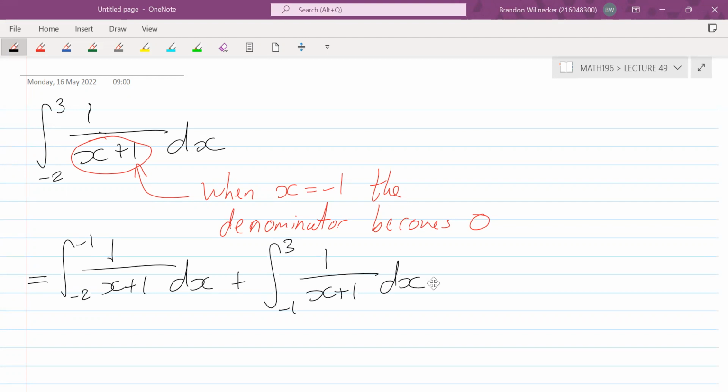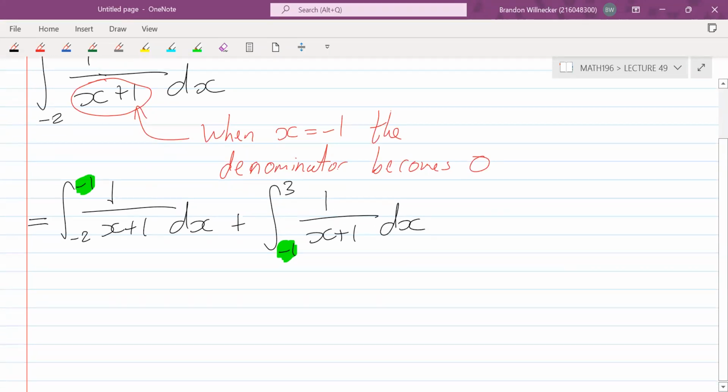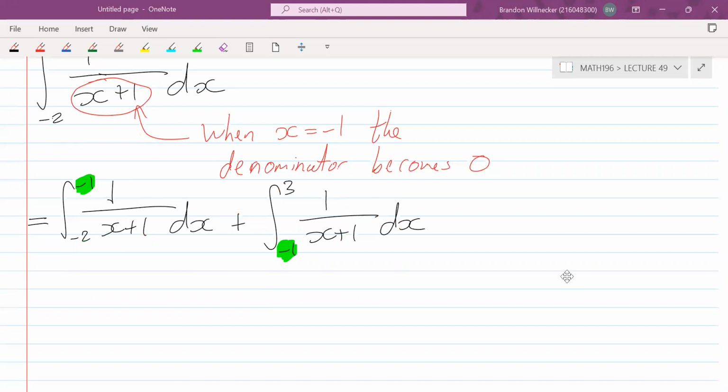Okay, so I split it up because I know that this -1 here is going to give us problems because that's a vertical asymptote. Okay, so we know that it's improper, right? At -1, it goes to infinity for the first integral. At -1 for the second integral, the function also goes to infinity.